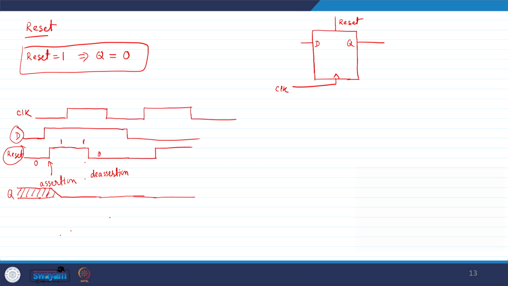Assertion means that we are changing the reset from 0 to 1, deassertion means that we are changing the reset from 1 to 0, where we are assuming that our reset is active high. Now, with this background we are going to discuss what is recovery check arc and removal check arc. First, we will discuss the recovery check arc.